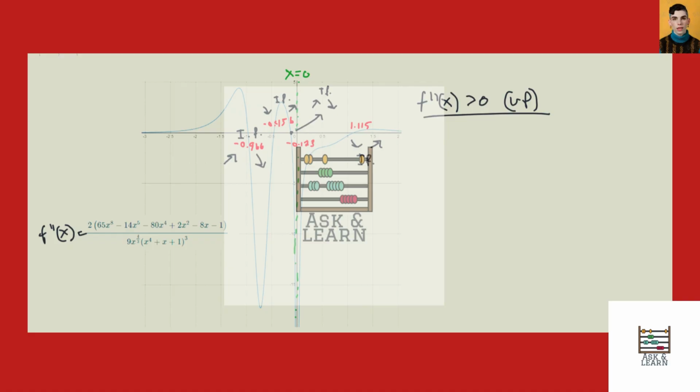Now, just like before, let's go ahead and check out 0. So x is equal to 0. So to the left of x is equal to 0, the function is negative. And also to the right of x is equal to 0, the function is also negative. So that means it's concave down on either side. So that means this here is not a point of inflection.